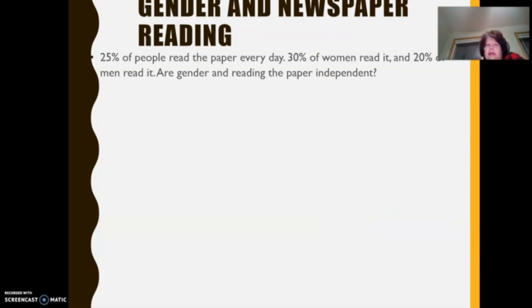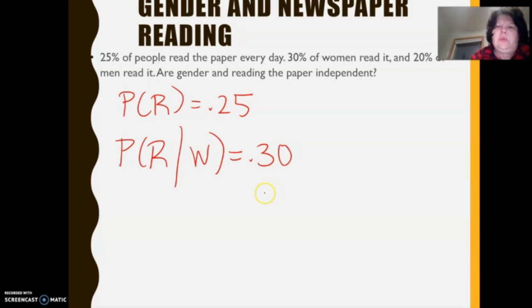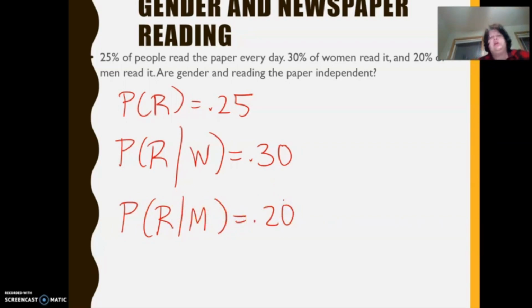So let's take a look at this example. 25% of people read the paper every day. So probability of reading the paper is 0.25. 30% of women read it. That's reading it given or for the women, it's 0.3. And 20% of men read it, so the probability of reading it given male is 0.2. Are gender and reading the paper independent? Well, is reading overall the same as reading for the women? No. So they're not independent.